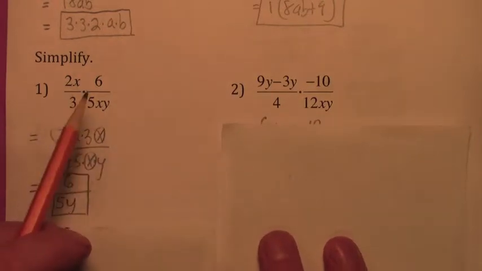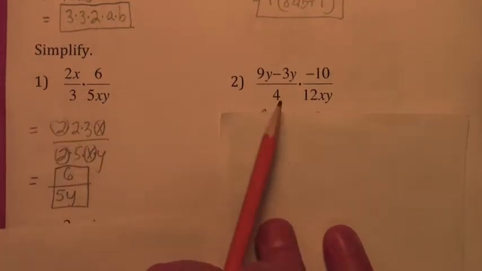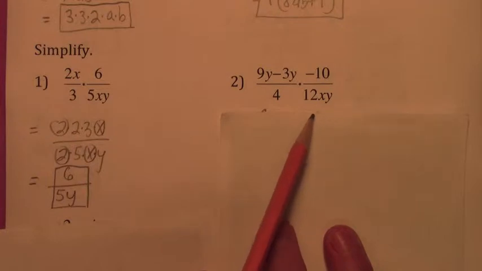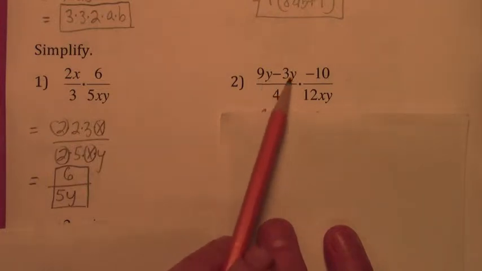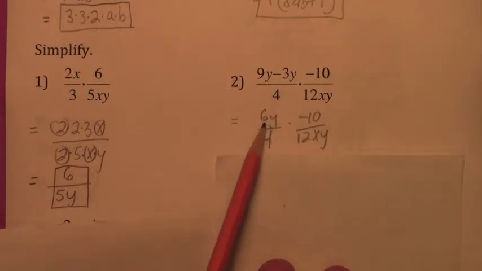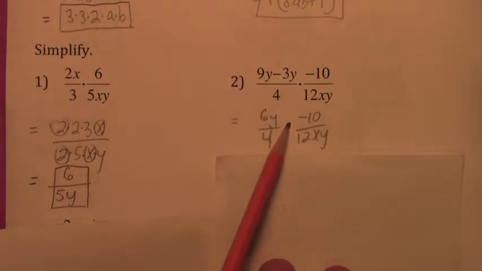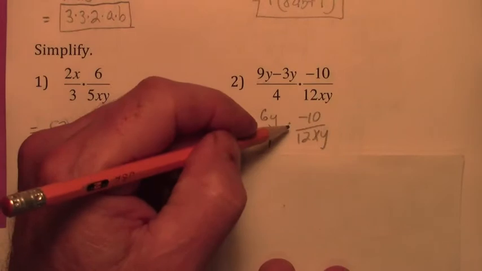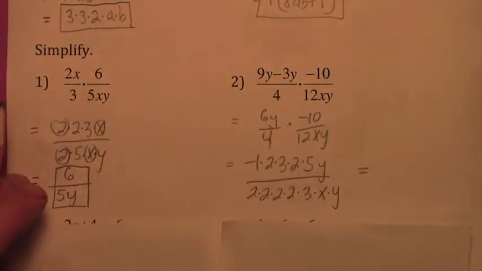This one, let's see, can you do anything here? Yes, you can combine those. Those are like terms. What is 9y minus 3y? It's 6y, right? Now what would you do? You want to multiply this. You don't actually want to multiply it out. You want to start to factor.